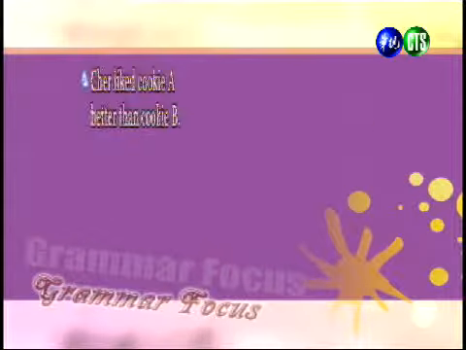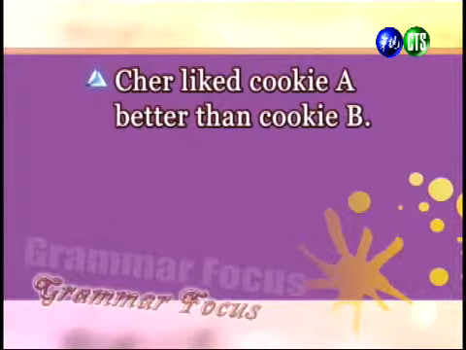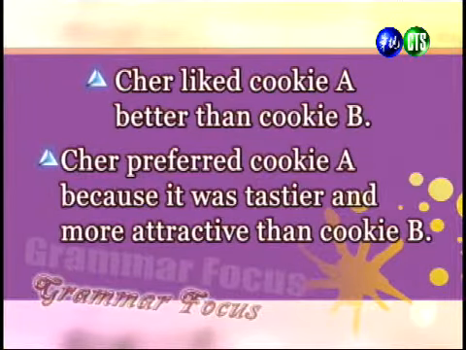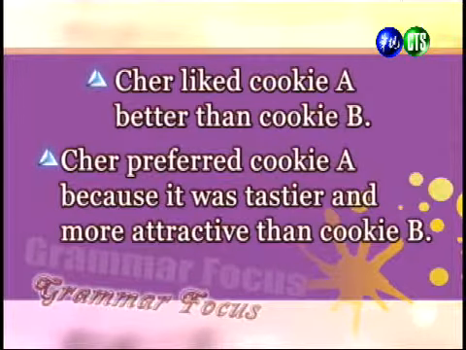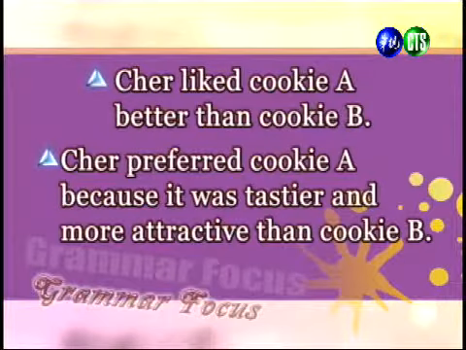So far, we've learned that you can show preferences by writing these sentences. Cher liked Cookie A better than Cookie B. We can also make a sentence like this one and say Cher preferred Cookie A because it was tastier and more attractive than Cookie B.